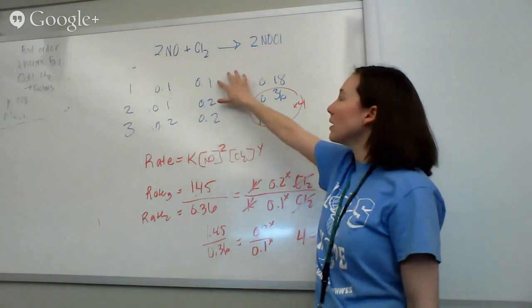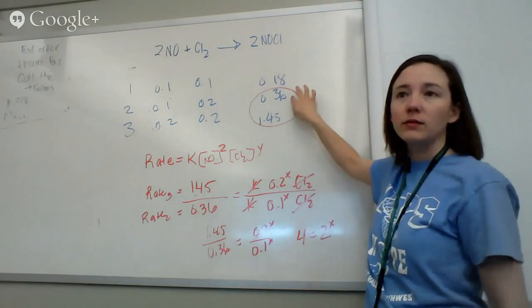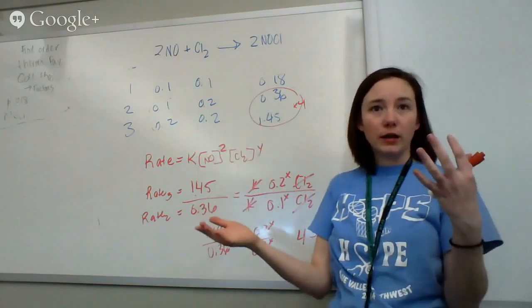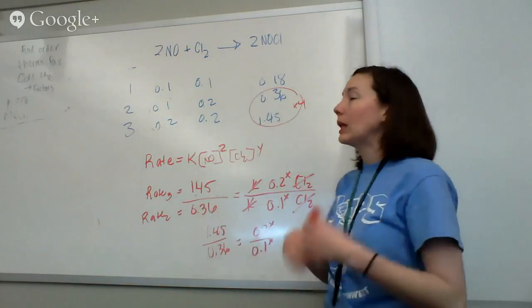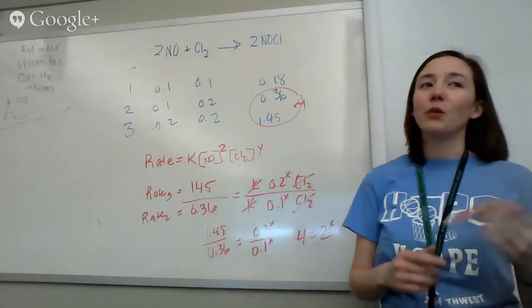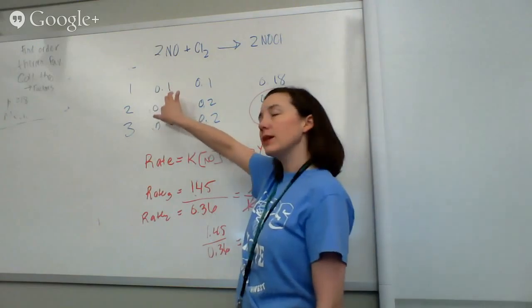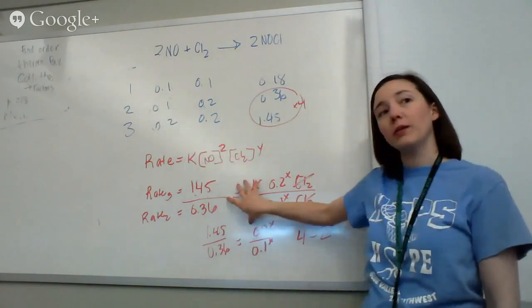So I can see that here my rate doubled. And then here, what happened to my rate? Also doubled. So if they have the same impact on each other, then I know my order has to be what? First order. But if they weren't that nice, and this were an FRQ, they may not have held 2 things constant, in which case you'd have to solve mathematically.